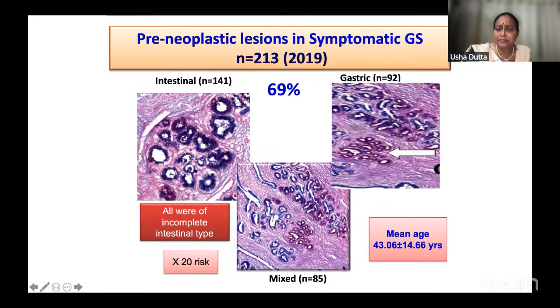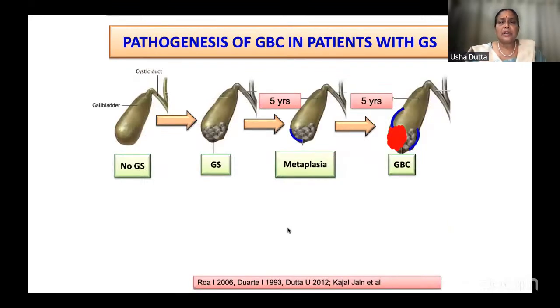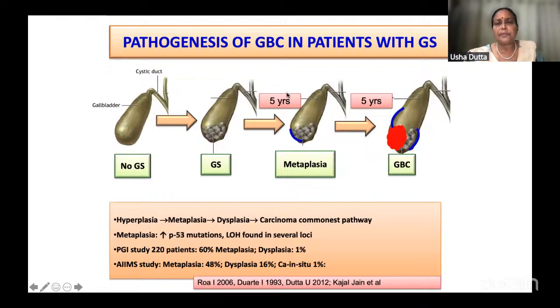This is despite the fact that these patients were coming in for routine cholecystectomy at the age of 43 plus or minus 14.66 years. So we are talking about metaplasia already there in the gallbladder tissue in a fair number of patients. In the pathogenesis in India, we find that gallstones to metaplasia takes about 5 years. This is what the Chilean studies have shown. And once metaplasia happens, it goes towards malignancy in about another 5-10 years.